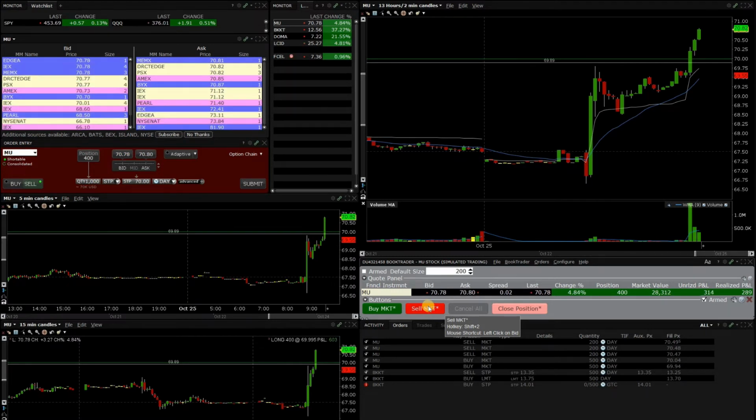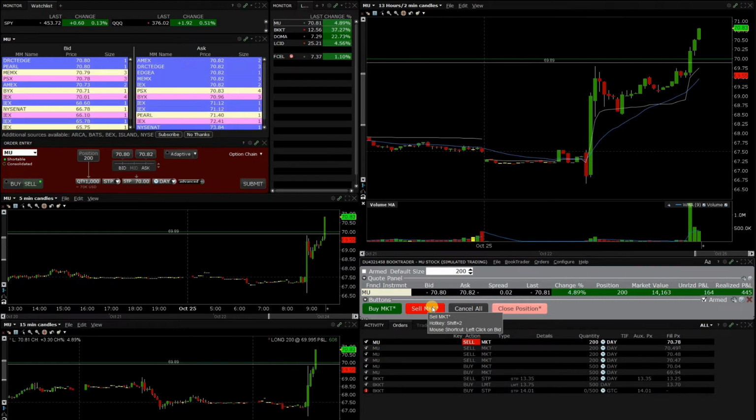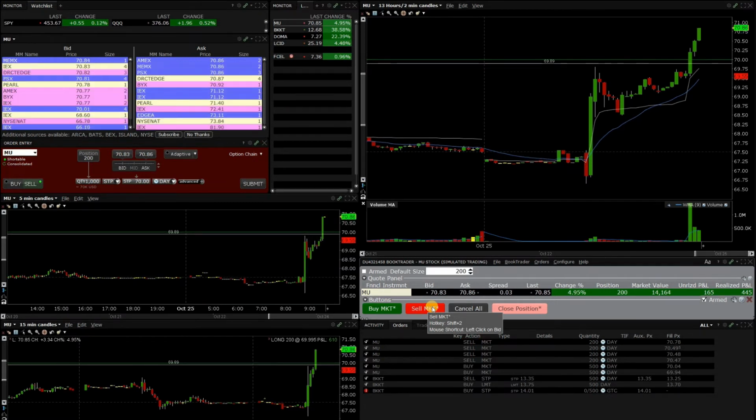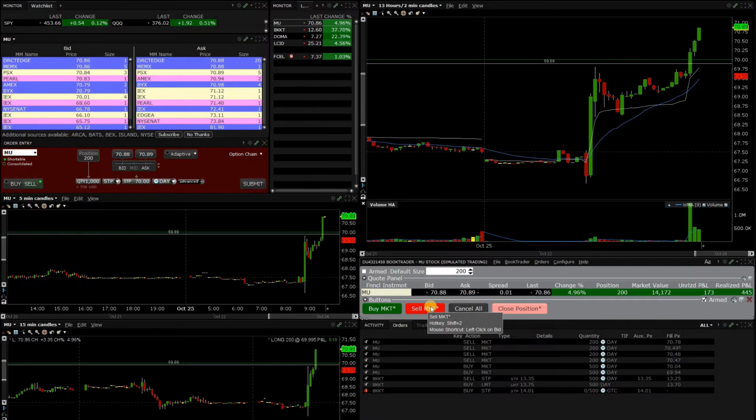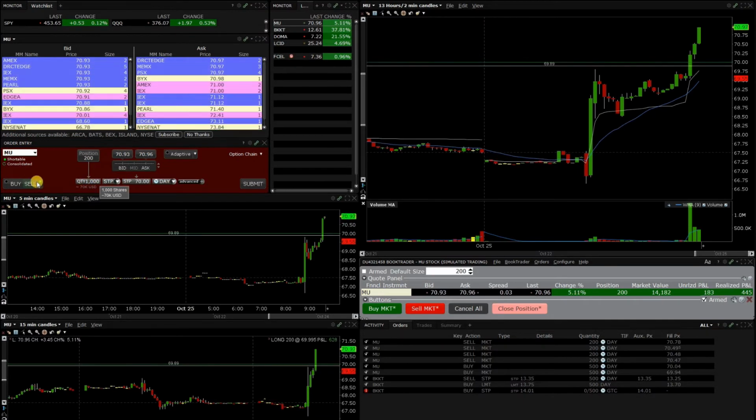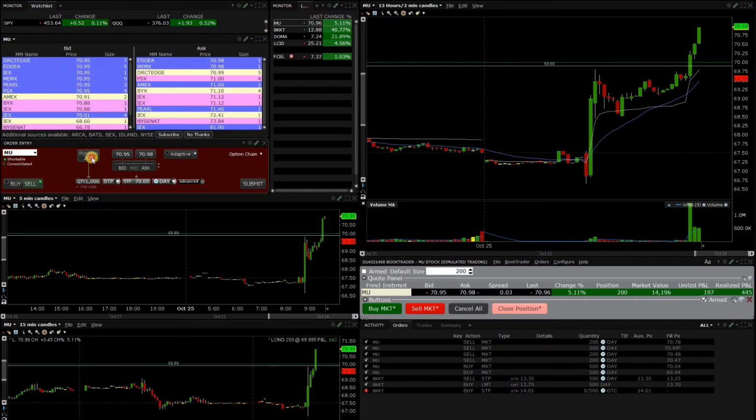Took out another 200 shares, so my current position is 200. This is a runner. I want to let it ride a bit more just to see how high it can go.